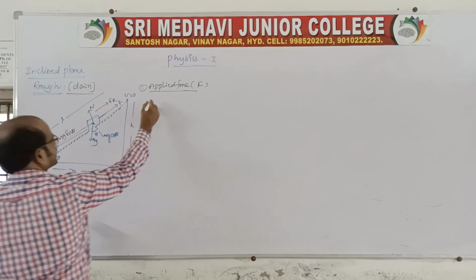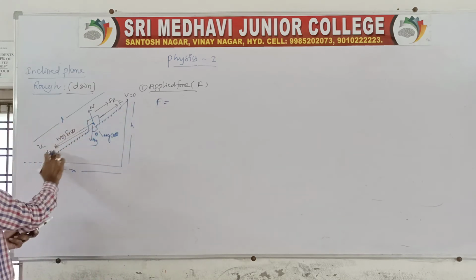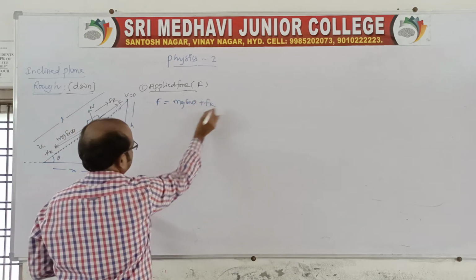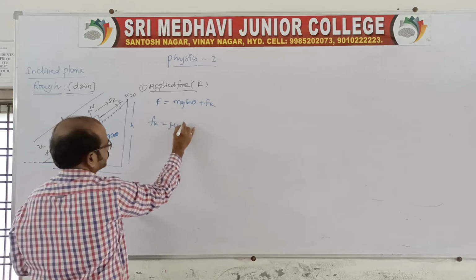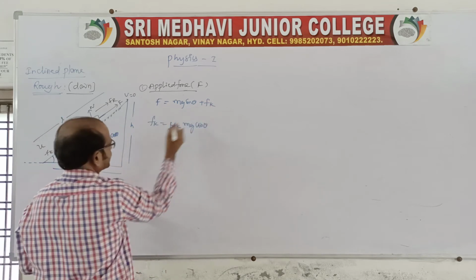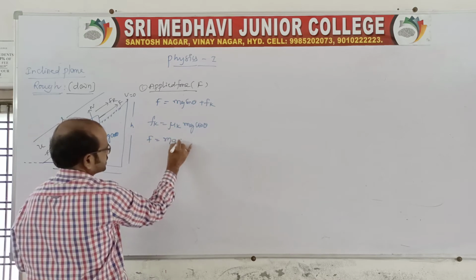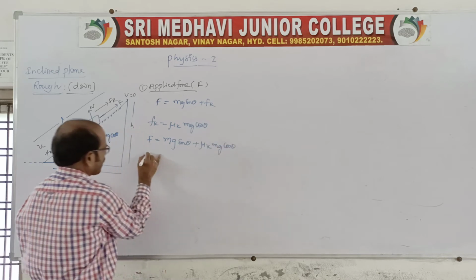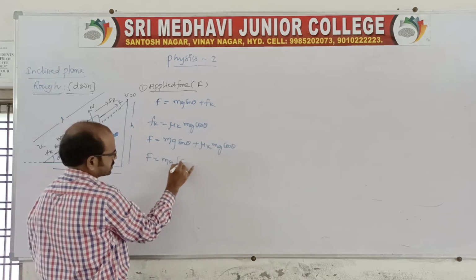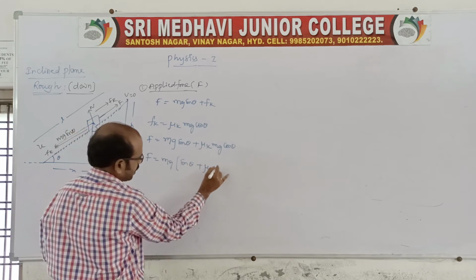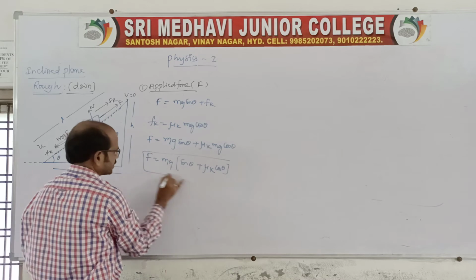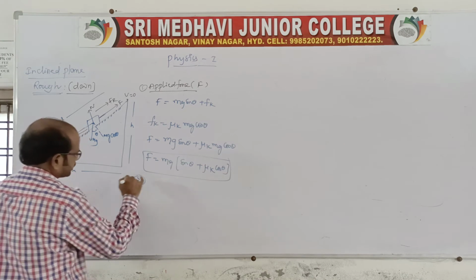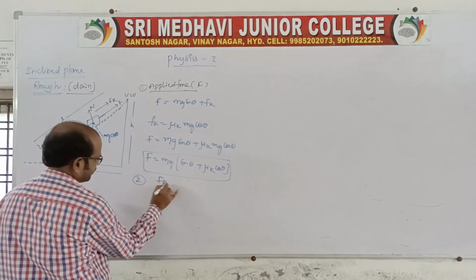Now let us see the applied force. Here you take F is equal to, and both the mg sin theta and the frictional force are acting downward, so you say mg sin theta plus Fk, but Fk is nothing but mu k into mg cos theta. Here you write the applied force will be mg sin theta plus mu k into mg cos theta. So applied force will be mg of sin theta plus mu k cos theta. This is for the applied force when the body is sliding up, right? So this is one.